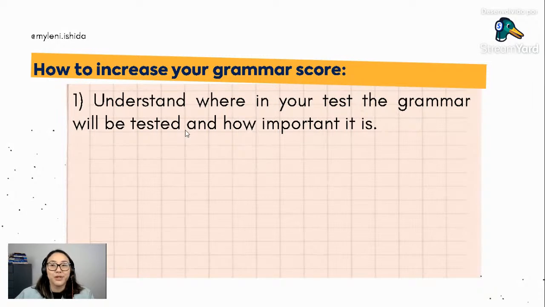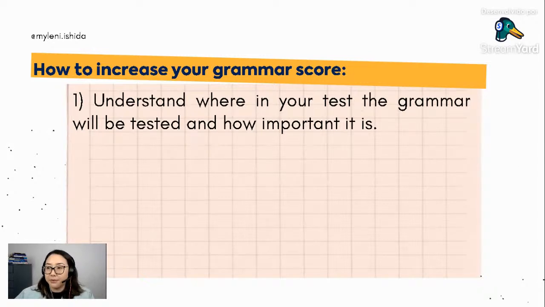I'm speaking in Portuguese just to explain the context of vestibular and concurso público, right? But the thing is, for the English test, it's the same. You need to know the rules. You need to understand the guide. Okay, what do they want from you?